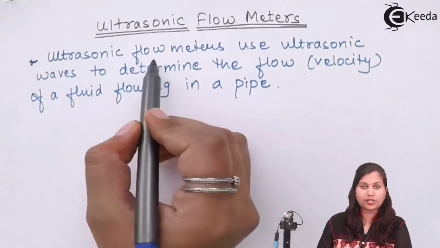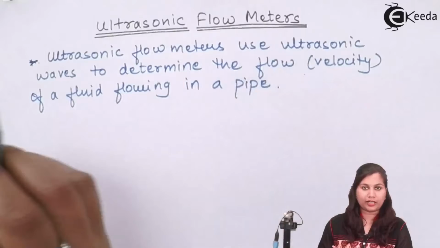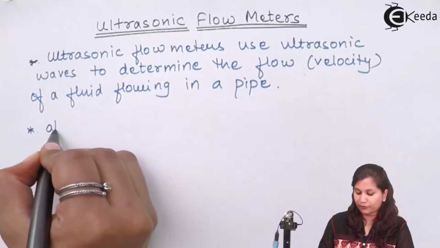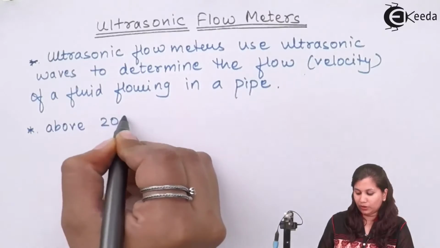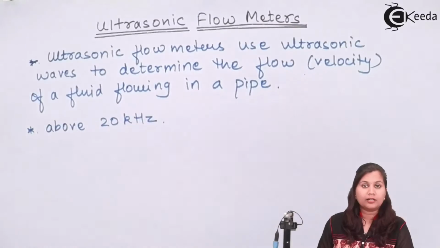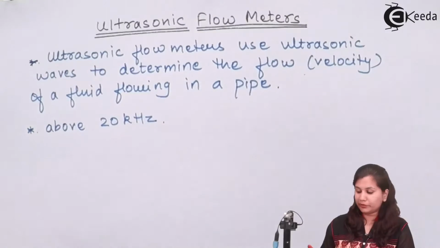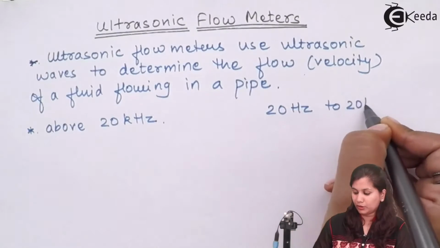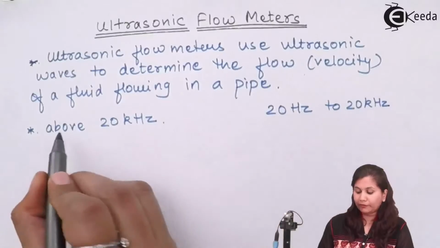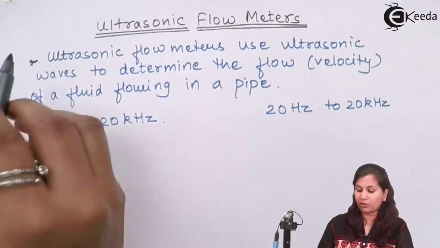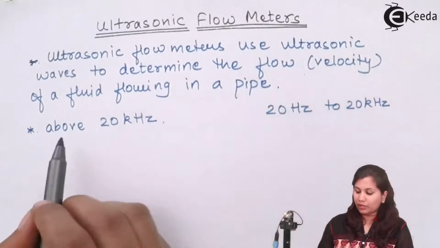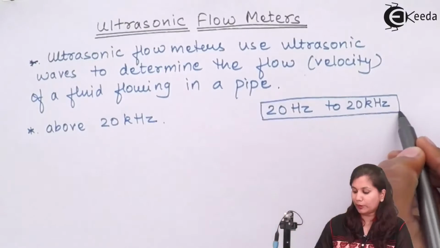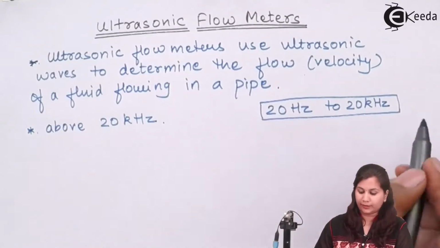Okay, now these ultrasonic flow meters are using the ultrasonic waves. So these ultrasonic waves are in the frequency range above 20 kilohertz. If we see the hearing range of the humans, the hearing range is from 20 hertz to 20 kilohertz. So the waves which are above 20 kilohertz of frequency are called the ultrasonic waves. So ultrasonic waves cannot be heard by humans because the human hearing range is from 20 hertz to 20 kilohertz.